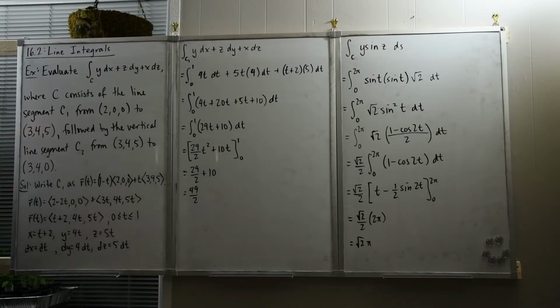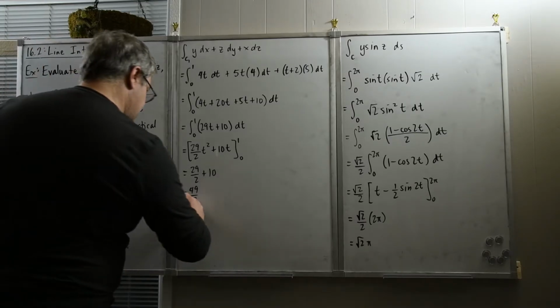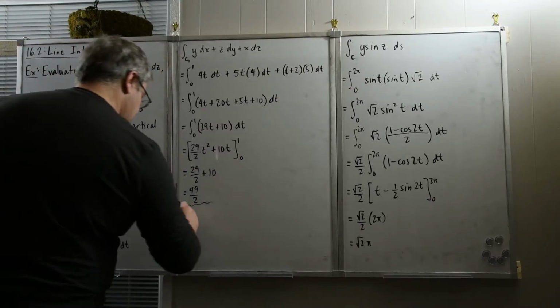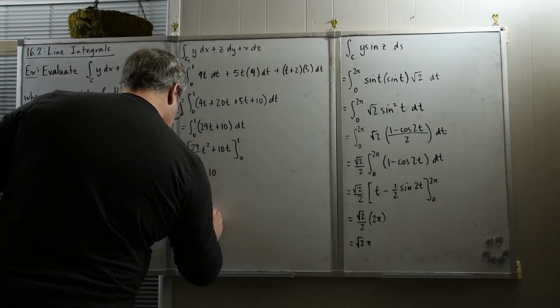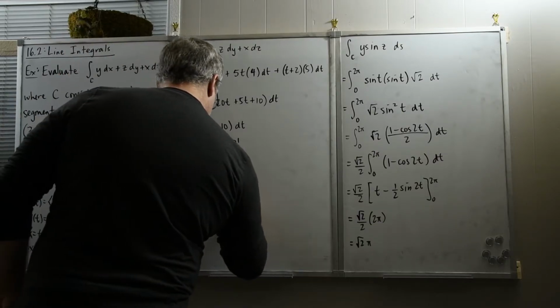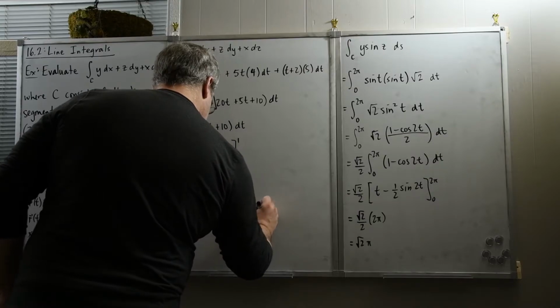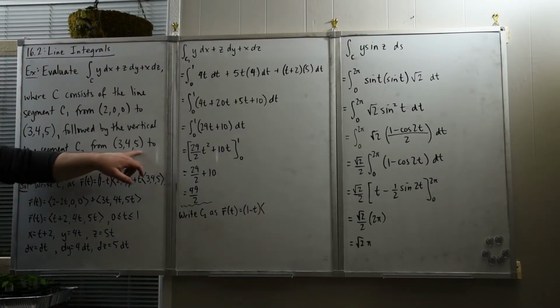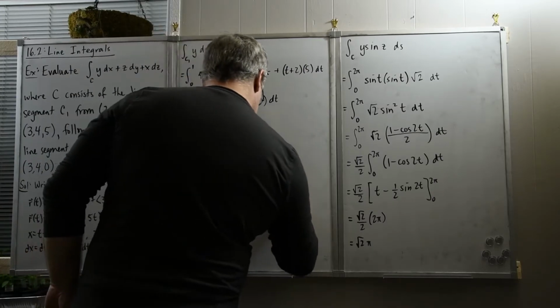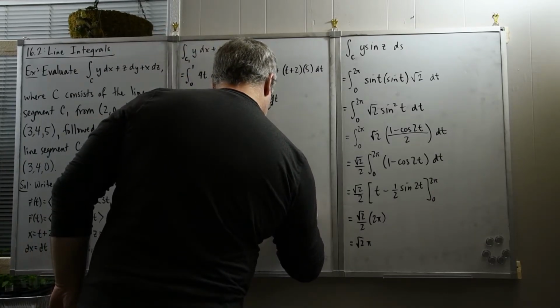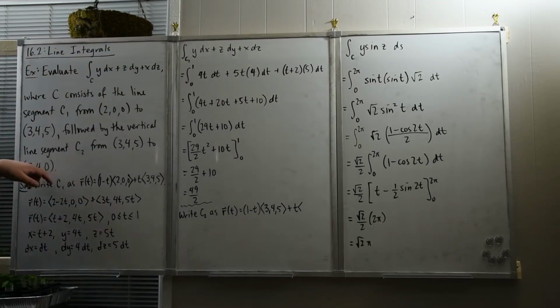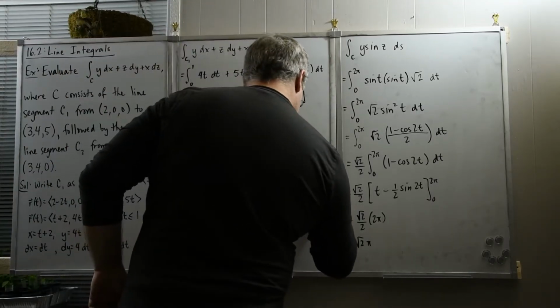But that's only part of the story, because remember, C consists of that line segment from 200 to 345, followed by the vertical line segment from 345 to 340. And so now we have to think about what's going on with C2. So we can write C2 as R of t equals 1 minus t times, and now we'll have 3, 4, 5 as the R0 vector, and then plus t times, and we'll have 3, 4, 0 as the R1 vector.